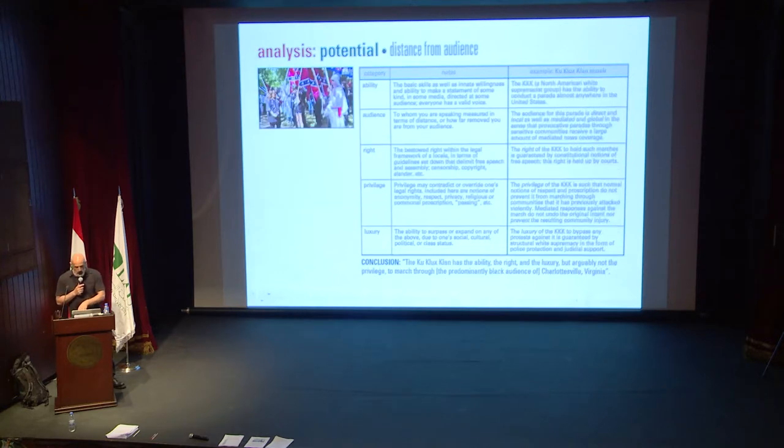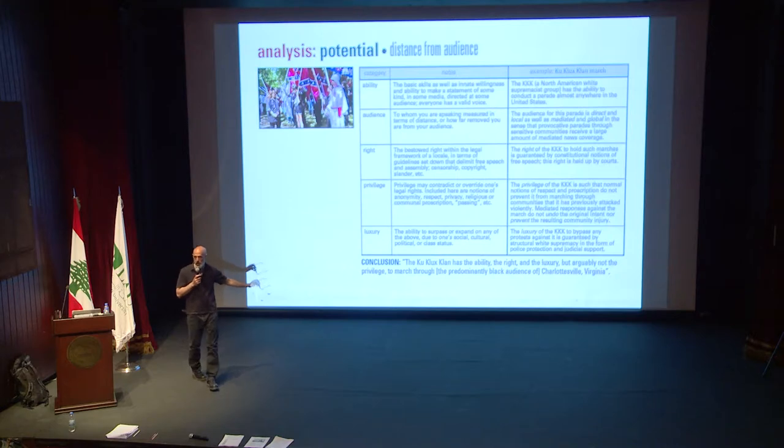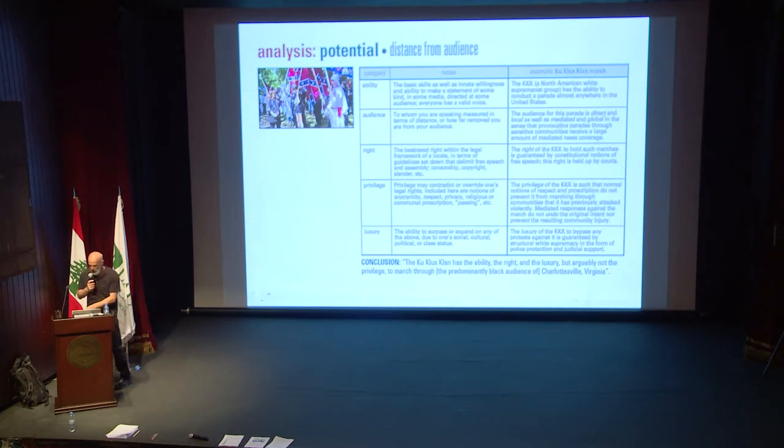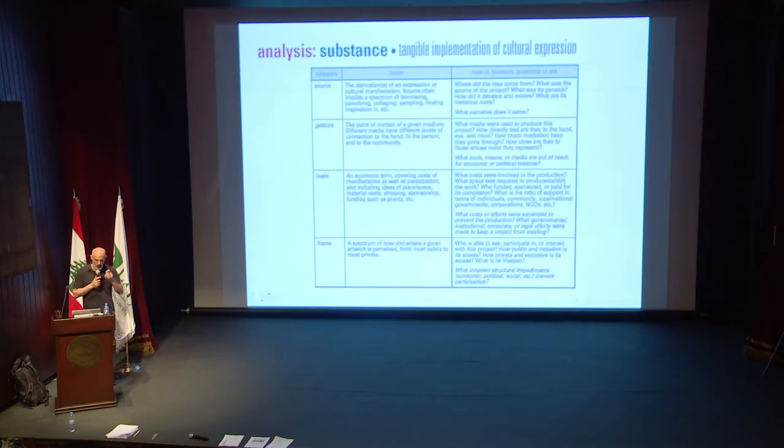Okay, so we're going to compare this to the Ku Klux Klan in the United States, a white supremacist group. They have the ability, as well as the right, as well as the luxury, perhaps not the privilege, meaning perhaps they shouldn't be marching through black communities or other communities that are sensitive to what they have to say. The Ku Klux Klan in the United States is painted as a minority, but we can see in terms of the dominant culture, they're actually part of the hegemonic discourse. They're part of the dominant cultural mode, and we can even refer to what allows them to march as being structural to the country itself.